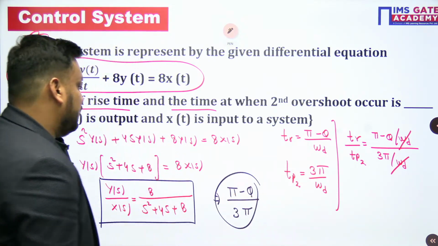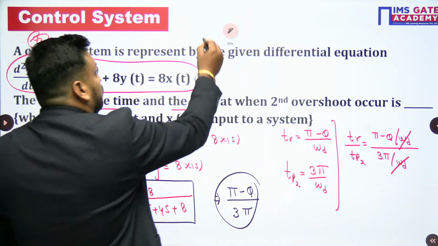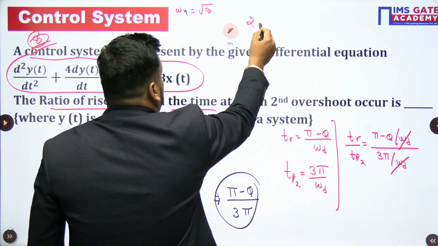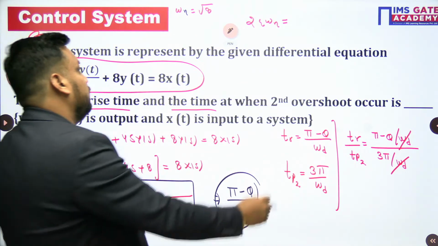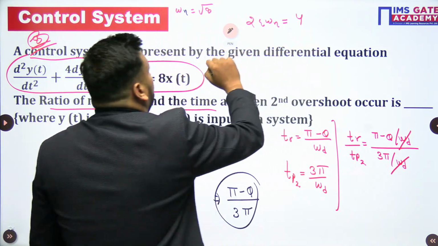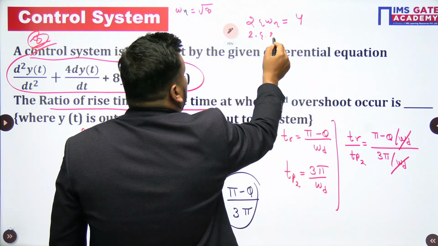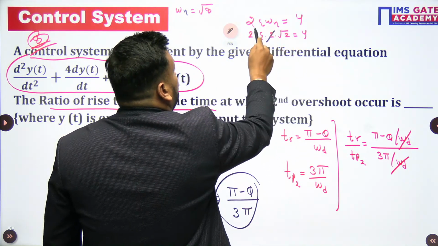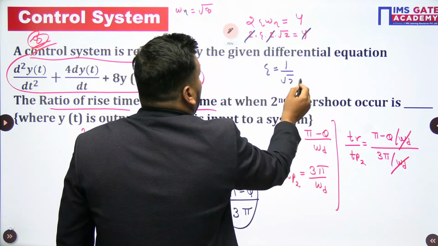And do you know what theta is, guys? Cos theta is nothing but zeta. So when you write here, omega n is root 8. And twice zeta omega n equals 4. Omega n is root 8, so 2 into zeta into root 8, that is 2 root 2 zeta equals 4. The 2s and 4 cancel out, so zeta will be 1 by root 2.